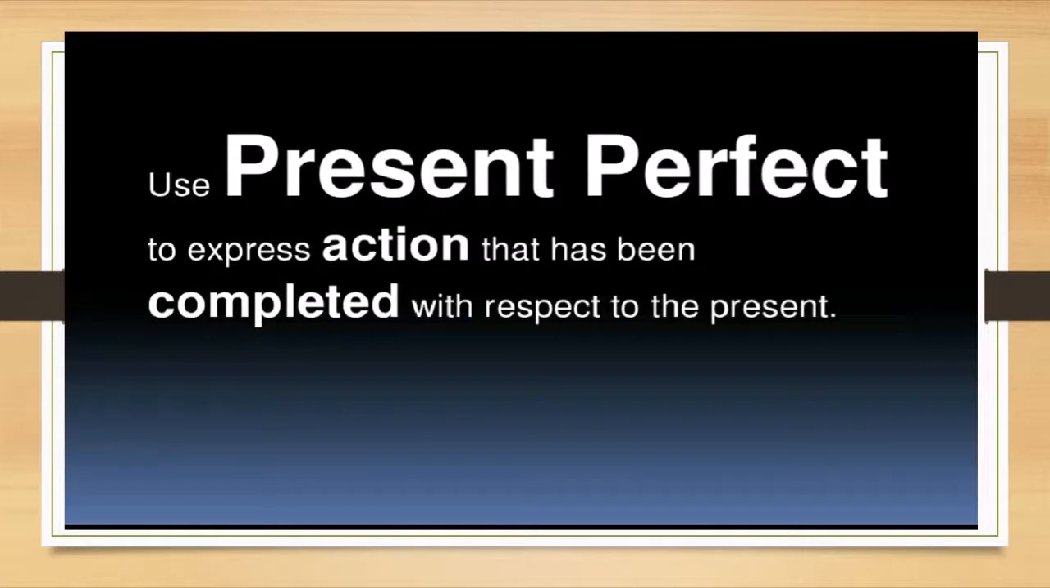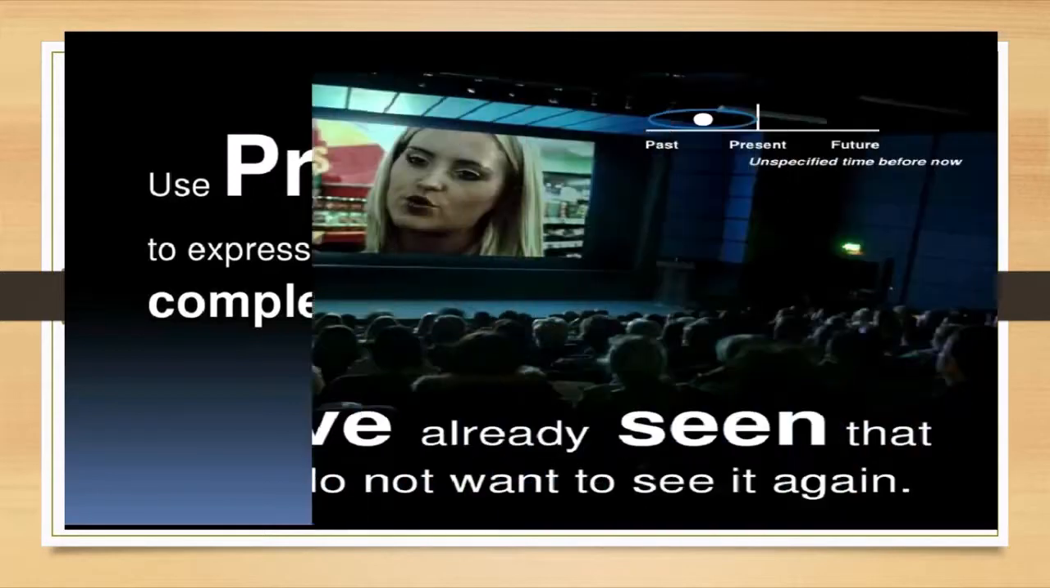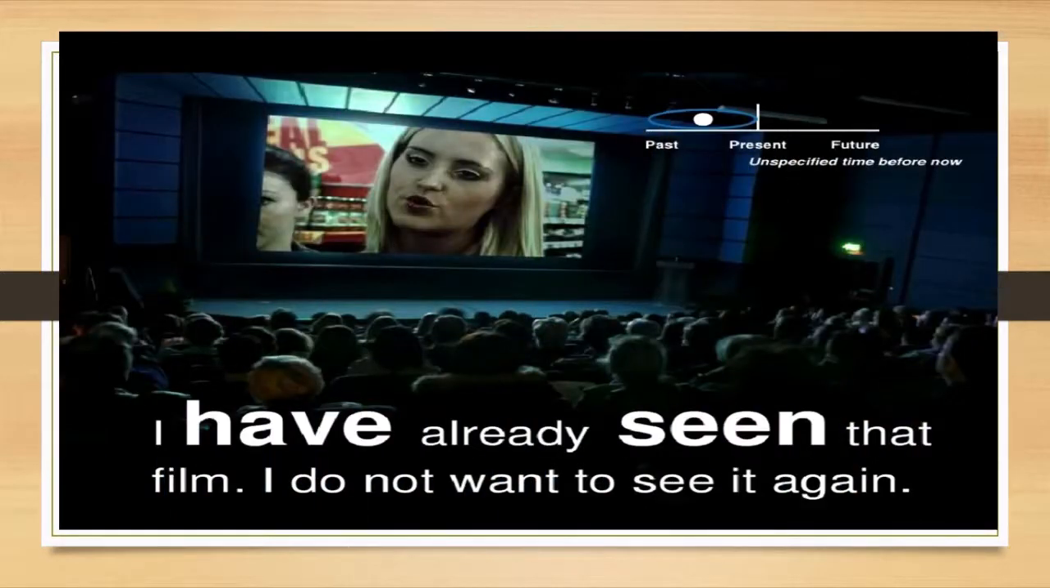Now, third, present perfect tense. Use present perfect to express an action that has been completed with respect to the present. That means I'm talking about present time and it has been completed. For example, I have already seen. Has or have, you have to use according to the subject, and the verb's third form: already seen. I have already seen that film. I don't want to see it again.